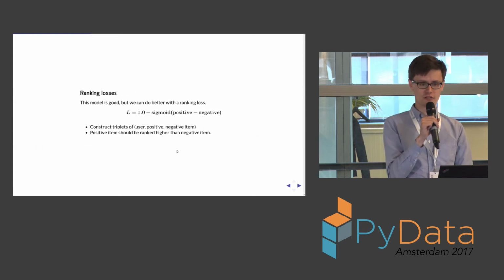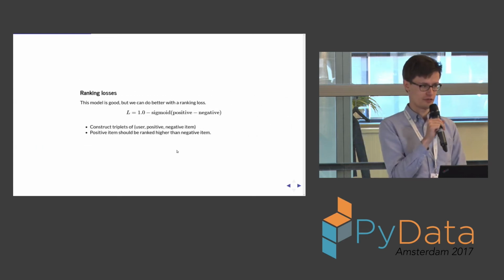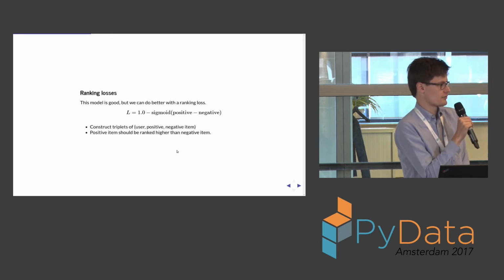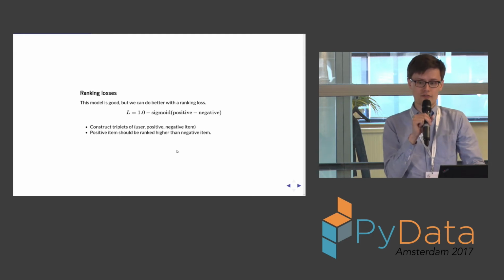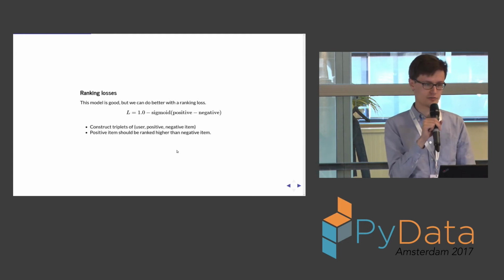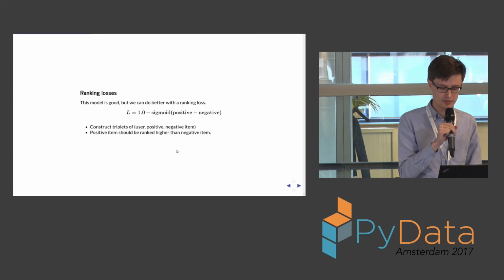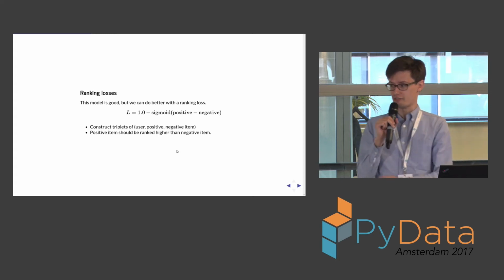So one way of doing better is to use ranking losses instead of classification losses. What we just ran is a classification loss. We have the representations with the embeddings, and then we have a classification loss, predict a 1 on the positive items and a 0 on the negatives. Now, a ranking loss is slightly different.